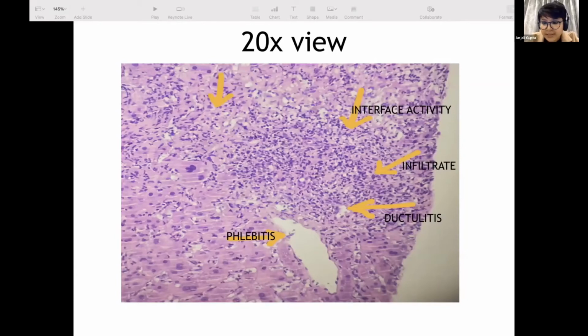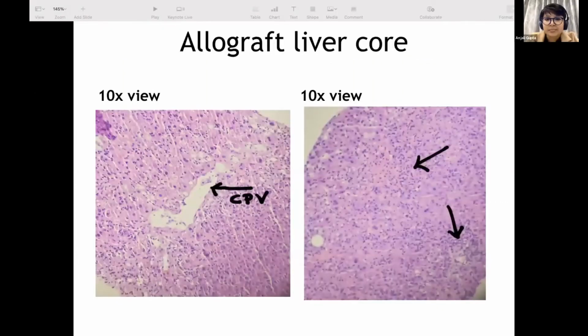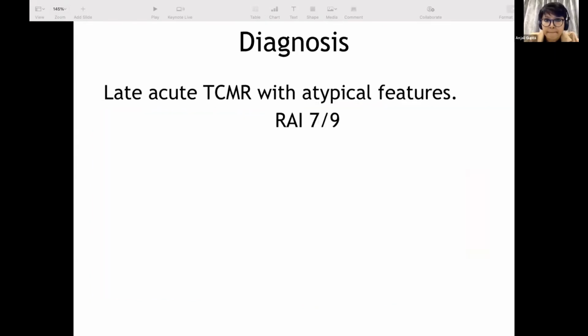The next slide, sir. And here is the central vein, and there is significant perivenulitis and associated lobulitis on the right side. There's quite a bit of lobulitis on the 10x view of this allograft. So next. With these features, a diagnosis of late acute T-cell mediated rejection with atypical features was made. Again, the rejection activity remains the same, 7/9.